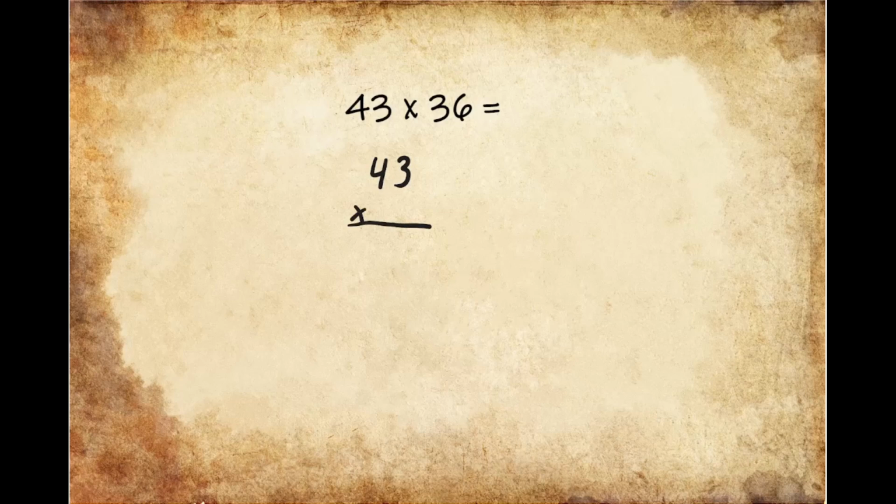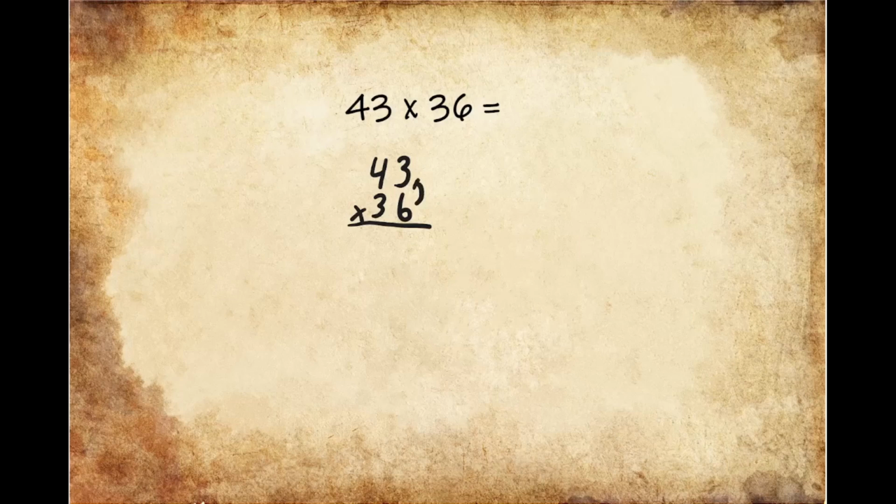And when I'm doing so, the thing that I need to make sure of is that the place values are aligning properly. So the ones are in the ones place and the tens are in the tens place. And once I've done that, the first step is to multiply the 6 times 43. So I'm going to start in the ones place.